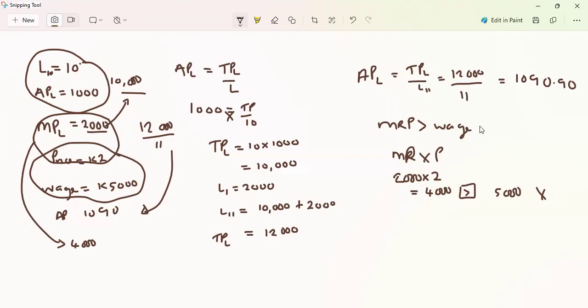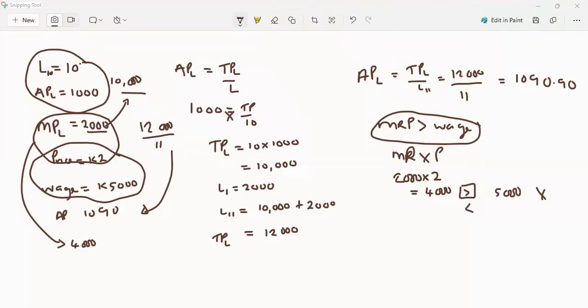So we use the rule that we only employ when the marginal revenue product is greater than the wage. So 2,000 by 2 is 4,000 against a wage of 5,000. So we found ourselves in limbo because the 4,000 is less than the 5,000 he is asking for. So this is how in our production we're able to explain the viability of an employee. Is that clear? Yes, it is.